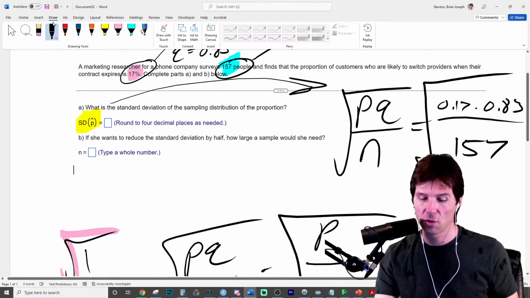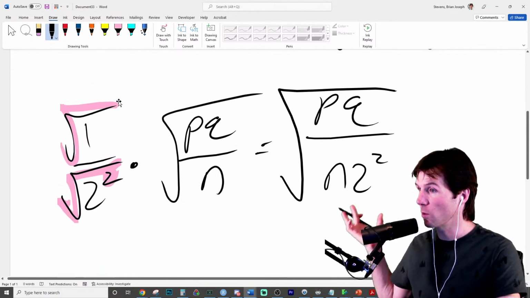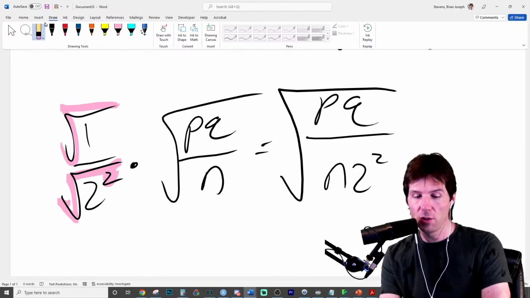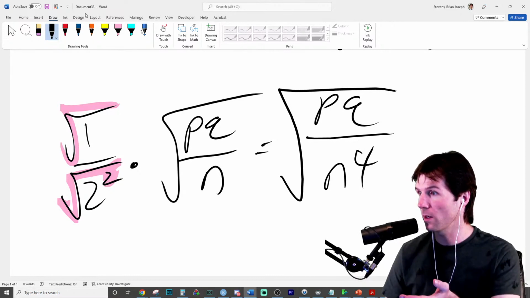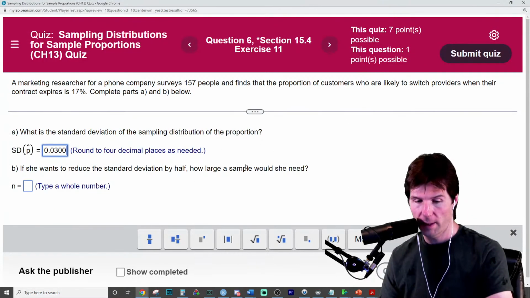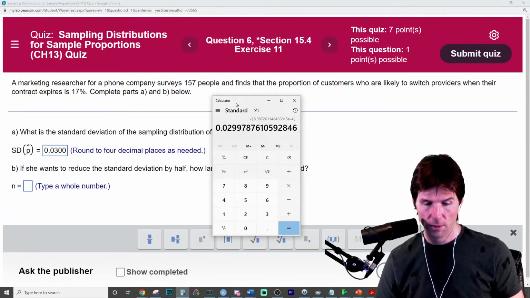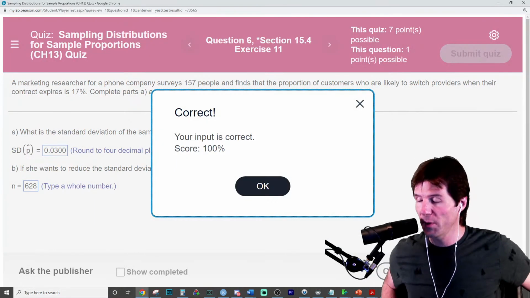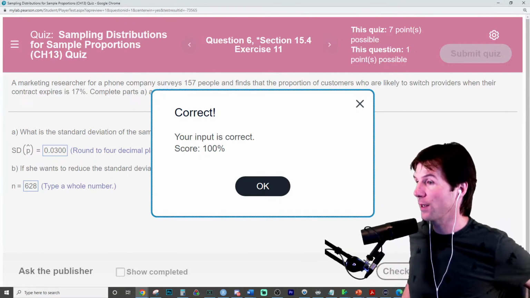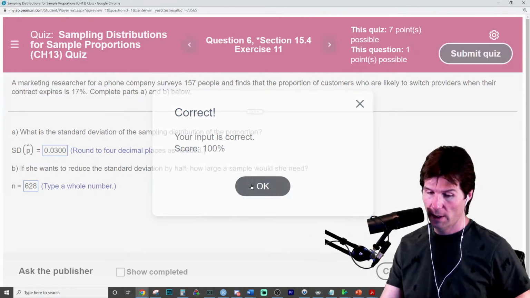So what does this mean? Well, this means the answer to the question is not to take 2 times the sample size, but 4 times the sample size, because 2 squared. And so all we have to do right here is take the sample they gave us, to reduce the standard deviation by half, go 157 times 4, and there's the answer. Yay! A little bit tricky. Theory question. You have to exponentially increase your sample size to decrease your standard deviation by a certain factor.